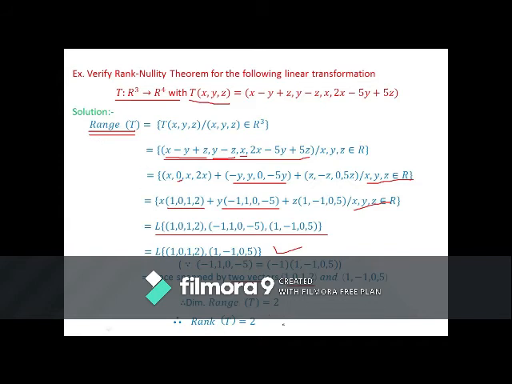Therefore the dimension of the range of T is nothing but the number of basis vectors. So the number of basis vectors is only 2. So the dimension of the range of T is 2. That is, the rank of T is 2.